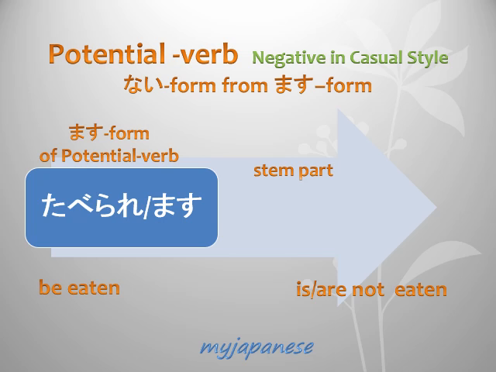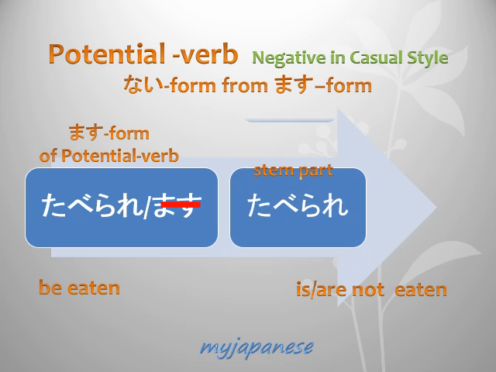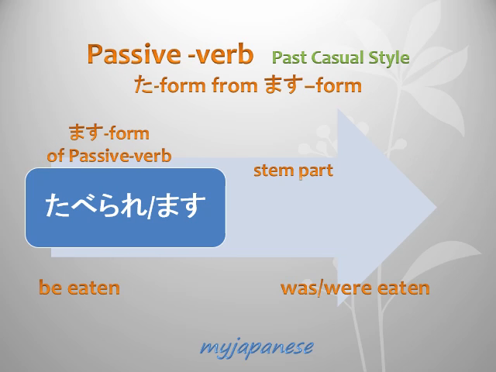Next, ない form. After omitting the ます, add the ない to 食べられ, the stem part. 食べられない. This is ない form. ない means not in English. The meaning will be "is not eaten" or "are not eaten." It is present negative.